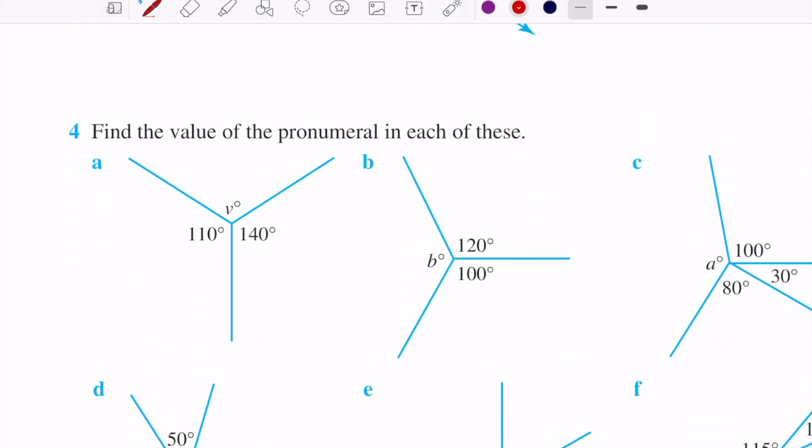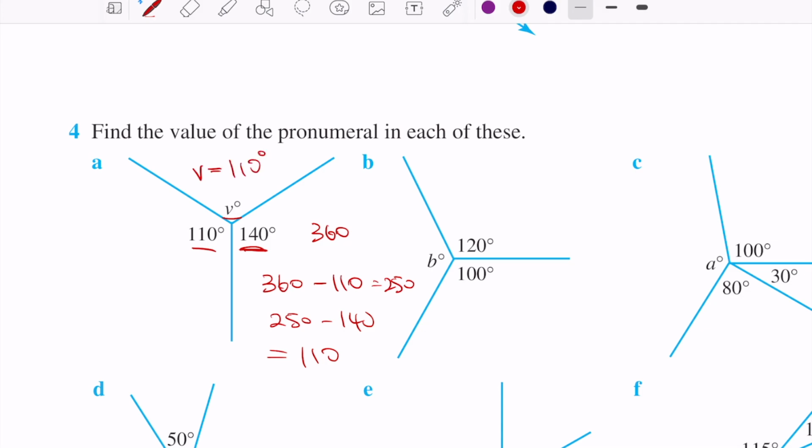And question 4 in the last part. These three angles have to add up to 360. So what we can do is 360 minus 110, which is 250, and then we're going to get rid of 140 again, which equals 110 degrees. That means V equals 110 degrees.